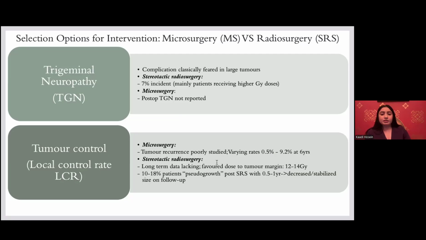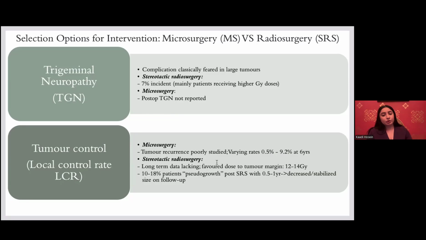Also, in this study published in the Journal of Neurosurgery, 10 to 18% of patients showed pseudogrowth or swelling following SRS, defined as an enlargement of more than 2 millimeters in 6 months with later regression in the first half and stabilization to the new size in the second half. And this initial temporary enlargement of the tumor was seen to occur in 5% of patients, with up to 2% showing actual initial tumor growth.